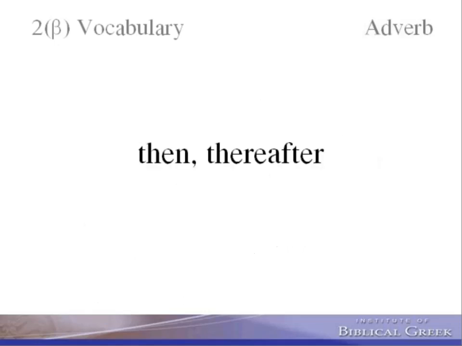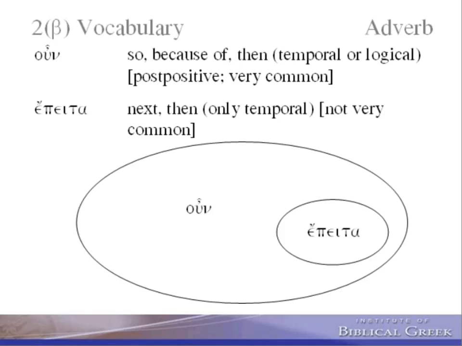All right, now we have an adverb. Epita. Then or thereafter. Now this word is not as common as un and generally refers to temporal succession. So if we compare it to un means so, because of, then. So it's either temporal or logical. It's post-positive. It comes after the word where you would expect to translate it. And it's very common. So un has a broad range of meanings, very common. Epita doesn't have that logical connotation. Generally, it's only temporal, and it's not as common. It's not post-positive, so it's kind of a smaller, in the sphere of then-ness, epita would occupy a smaller space.